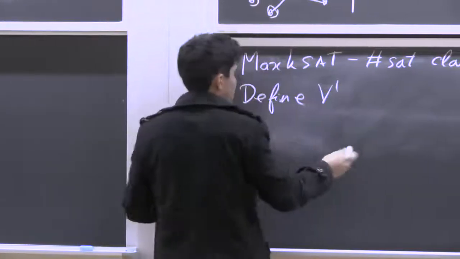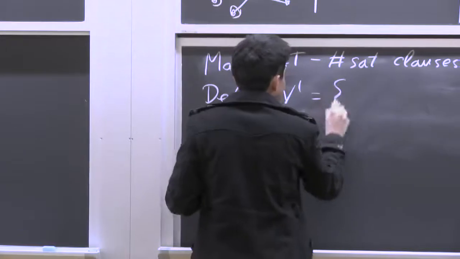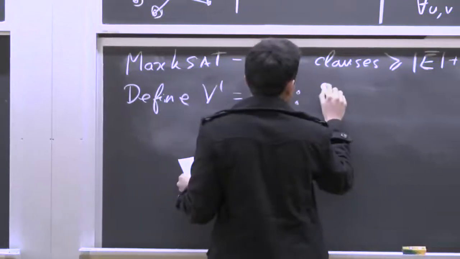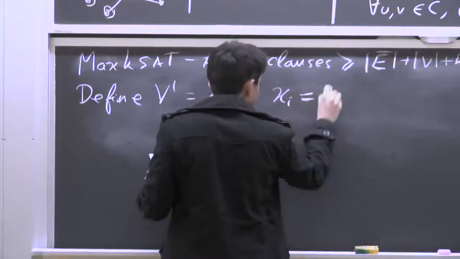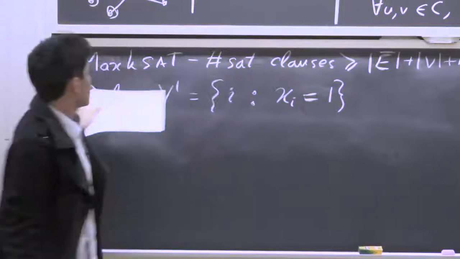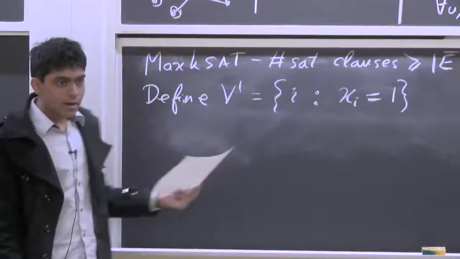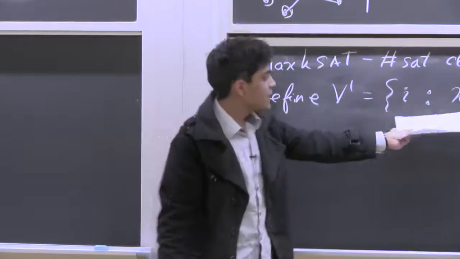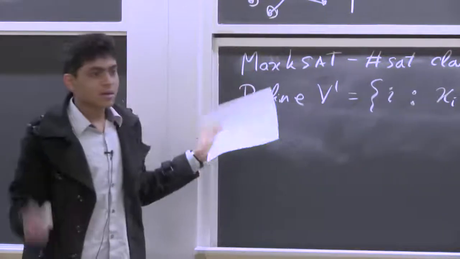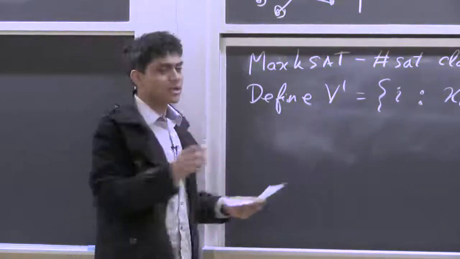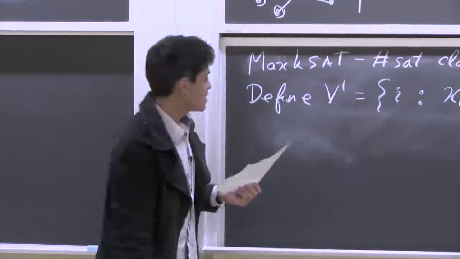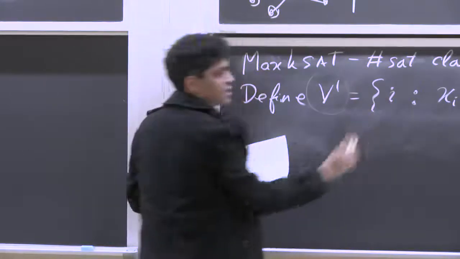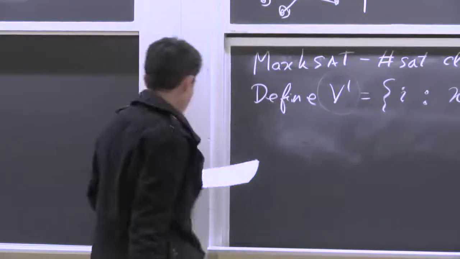This v dash in the graph for clique is the set of vertices i such that x of i is equal to 1. So if our max k sat has that many satisfied clauses, then there is some assignment to xi which satisfies that. We take that assignment, and for every value that is 1, we put that vertex in a set. It's not a clique yet, but it's a clique under construction. We assign it all the vertices which are currently labeled 1. But you don't know if that's a clique, right? It could not be a clique.